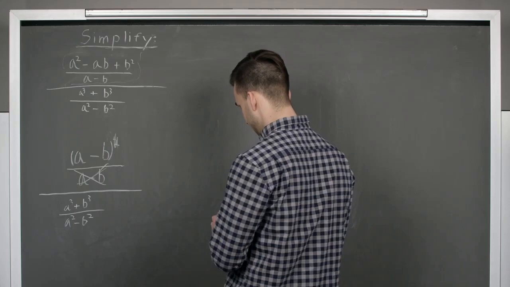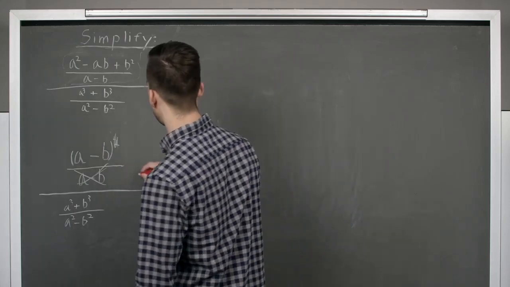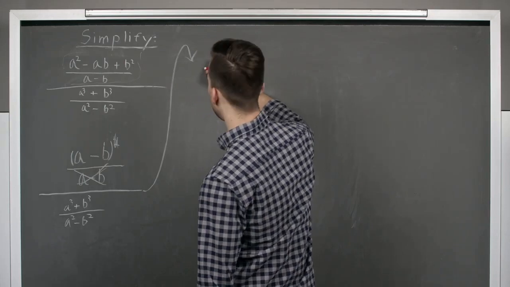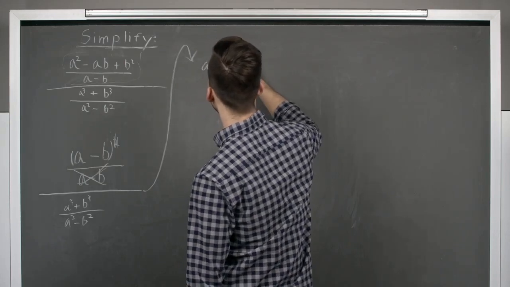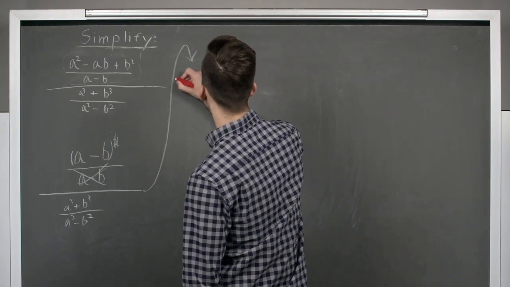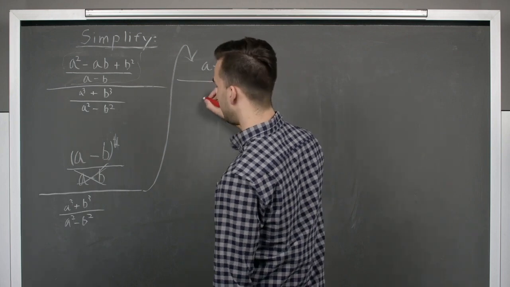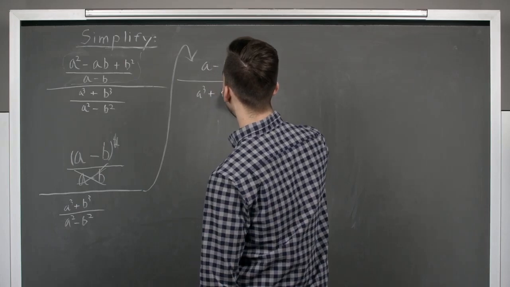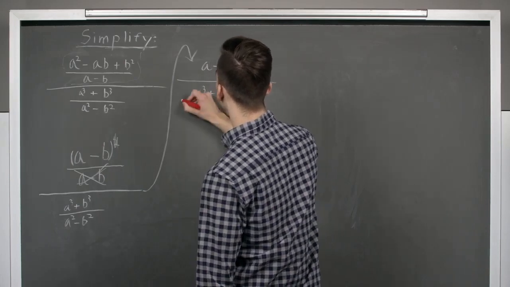Excuse my chalk. So let's bring this up here. So we're left with just a minus b on top, all over our a cubed plus b cubed.